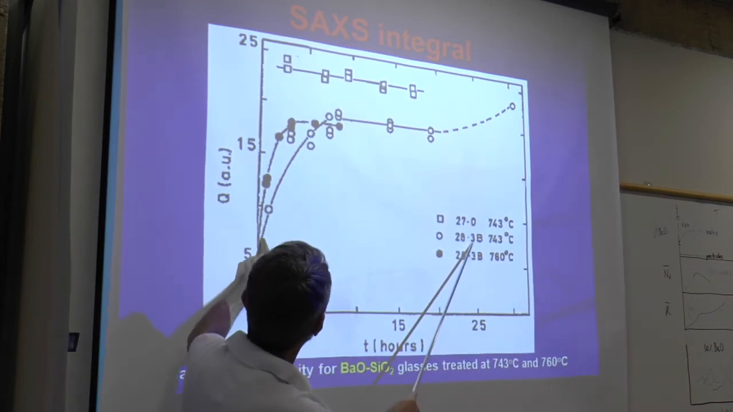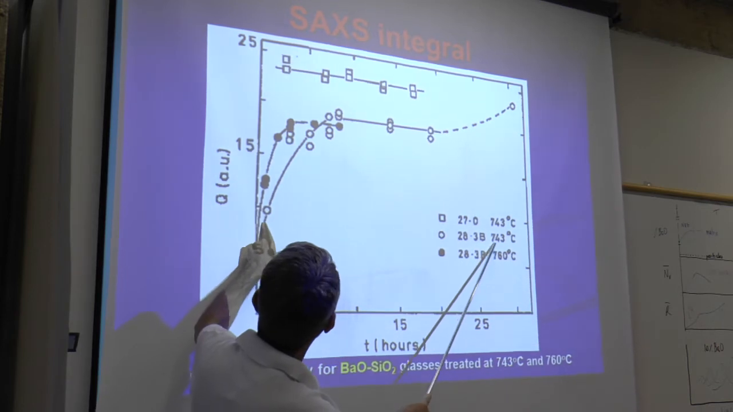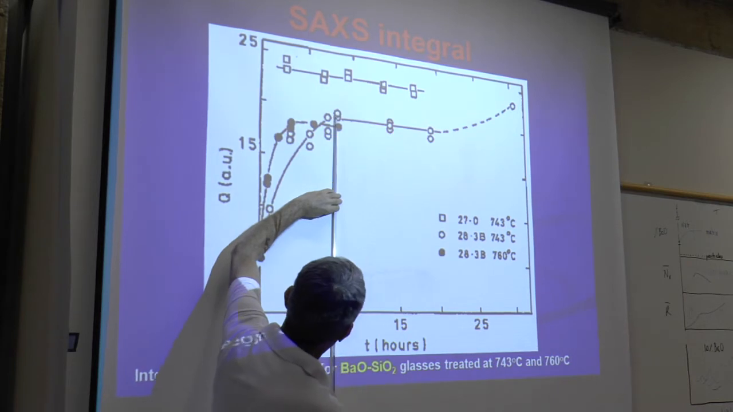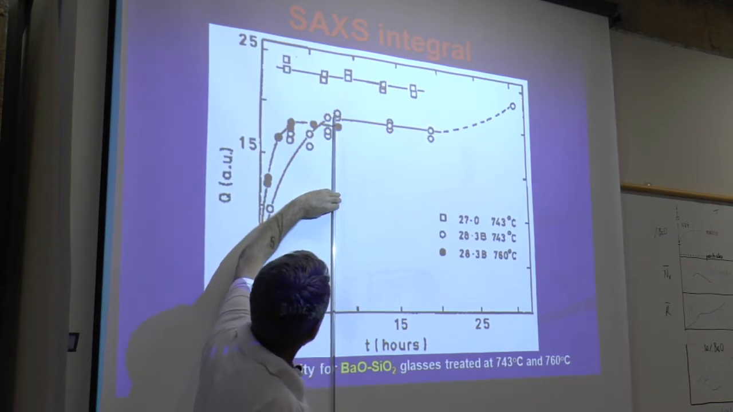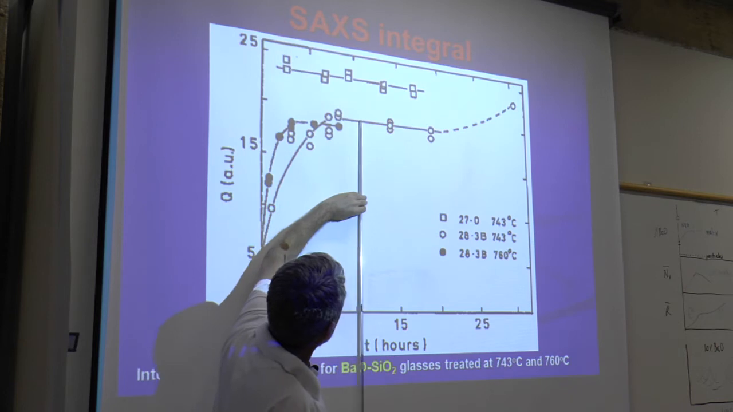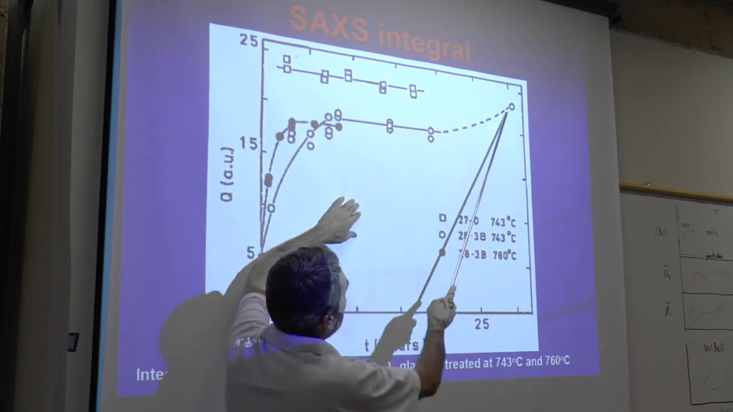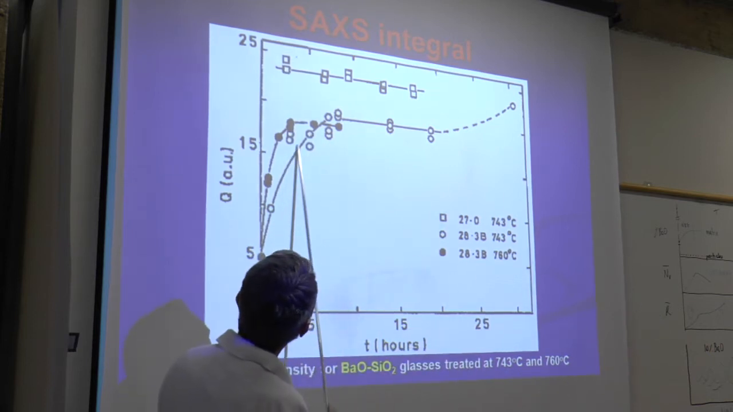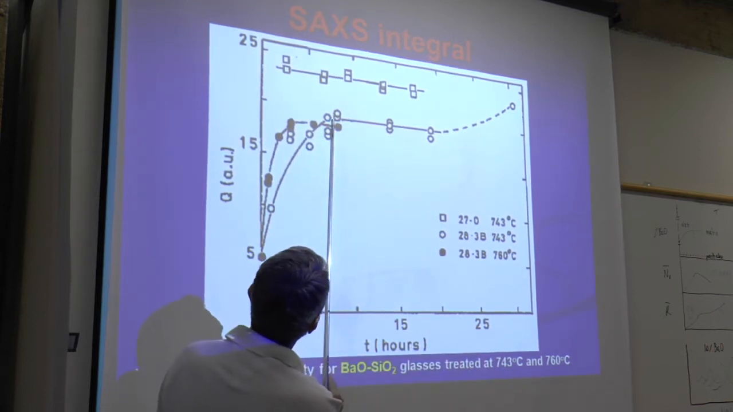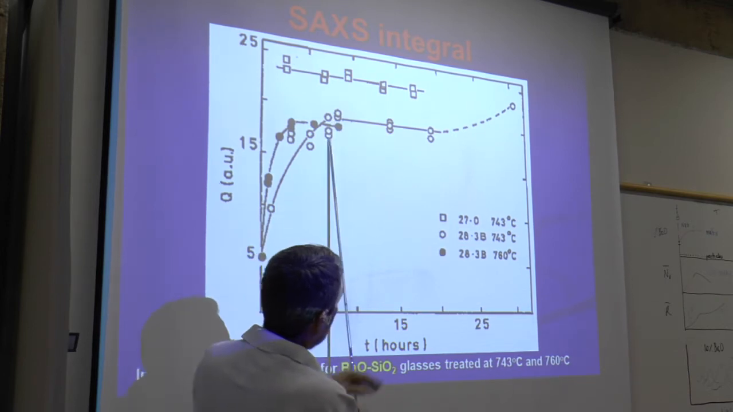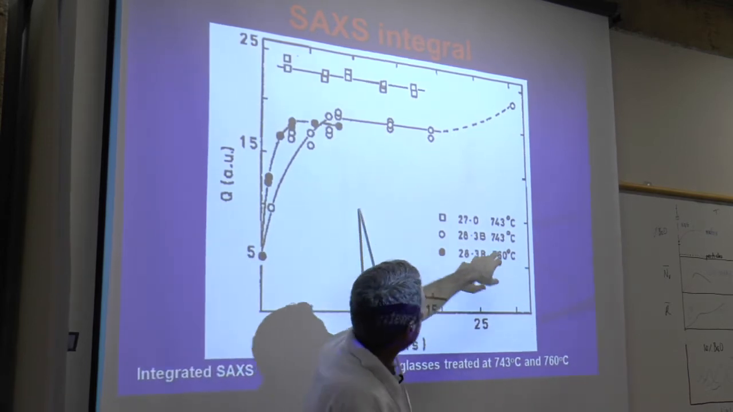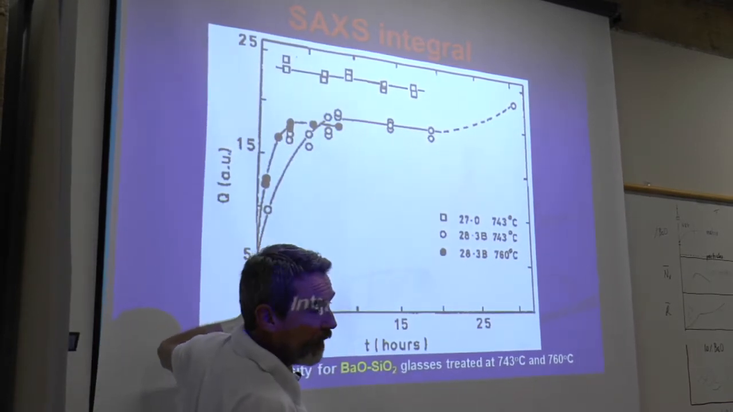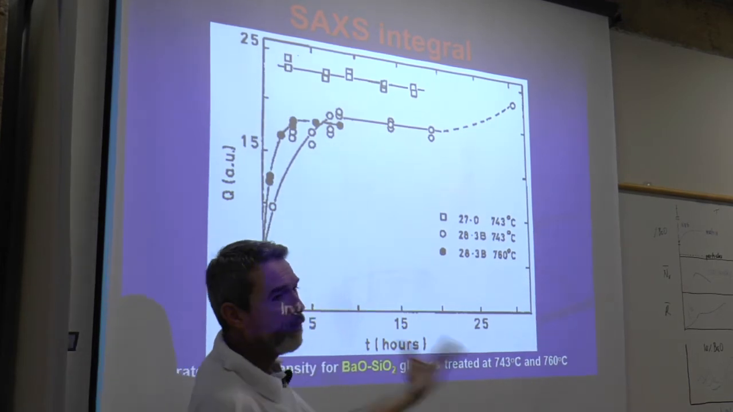The 28.3% glass, at 743, took about 6 or 7 hours to be constant. And then after some time, it increased a lot because of crystallization. But at this stage here, phase separation was completed. For the same glass at a higher temperature, it took only about 2.5 hours. As you expect, the higher the temperature, the faster the process.